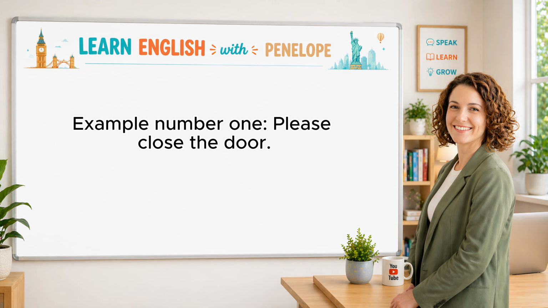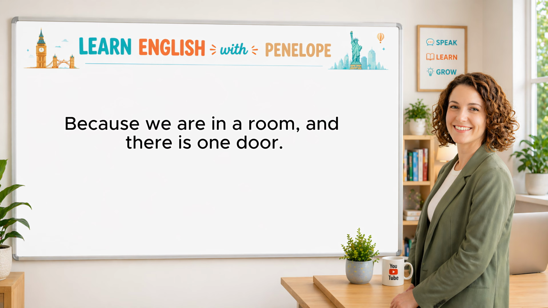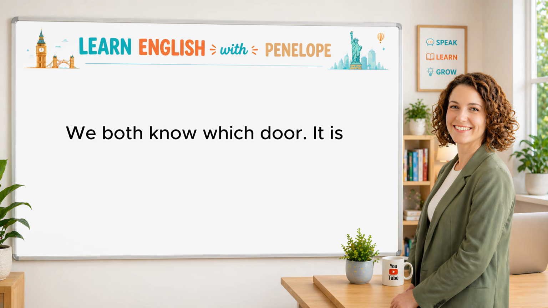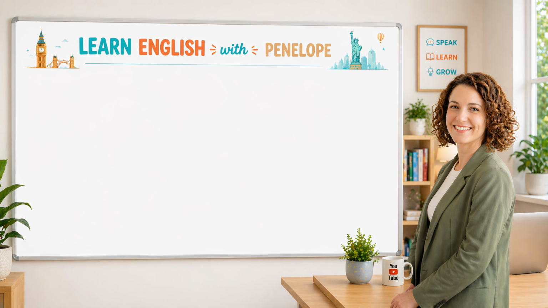Example number 1. Please close the door. Why do we say "the door"? Because we are in a room and there is one door. We both know which door. It is the door of this room. It is specific. So we say "the door."